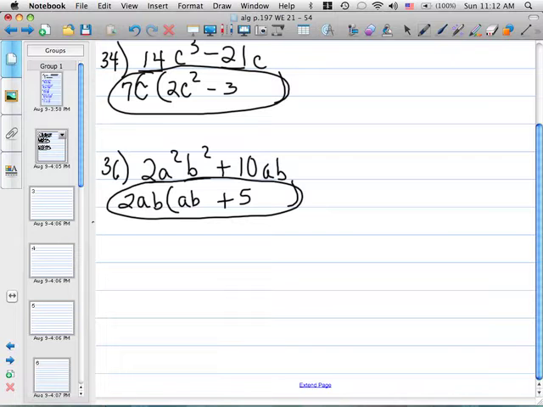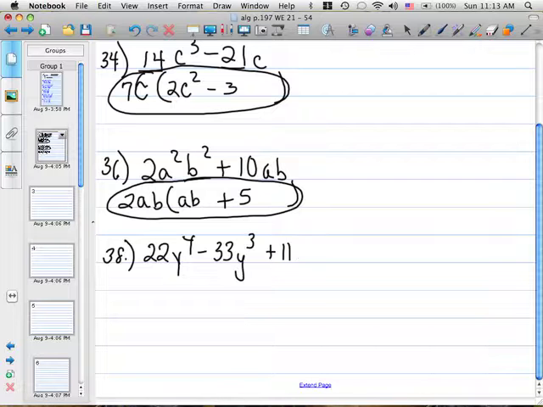34, you have 14c cubed minus 21c. Pull out your greatest common factor. For 14 and 21, it would have to be a 7. And we also have shared c's, so take out a c, and the smallest power is to the first. To get back to 14, we need to multiply by 2. To get back to c cubed, we need c to the second.